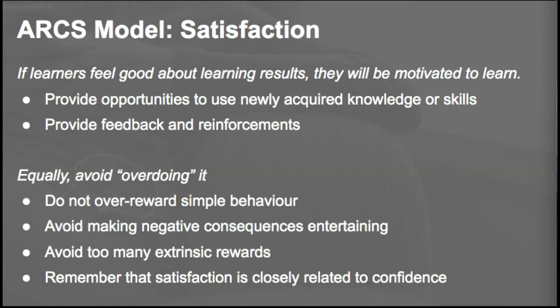So ways in which one might go about doing this is providing opportunities to use newly acquired knowledge and skills. And we can see in the Kolb model, Kolb's learning cycle, that's the last step, giving them the ability and the opportunity to go off and apply what they've learned themselves in the real world, and providing feedback and reinforcements around that. But again, like with the confidence element, you have to be wary of overdoing it. So don't over-reward simple behavior.